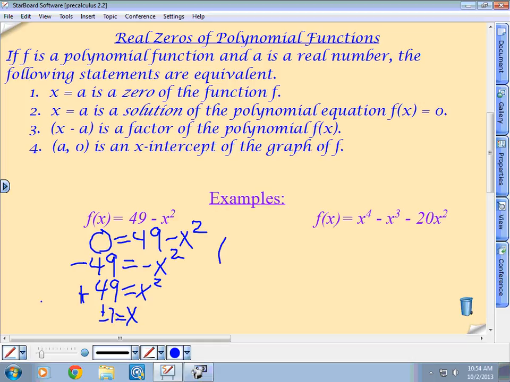So that tells me that (7, 0) is a zero and (-7, 0) is a zero. It tells me that in this particular function, the graph is going to cross the x-axis at 2 places. And we know that it can do it at most 2 places. And it's going to be at those 2 points. That's all we're looking for.